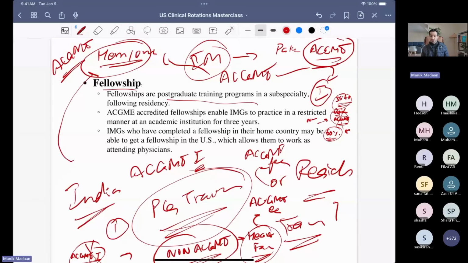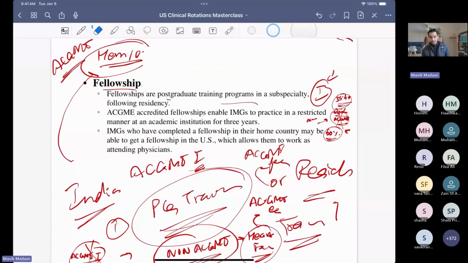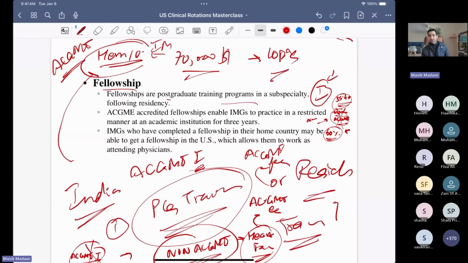Once you have a fellowship, guess what? You get paid. You make $70,000. Let's say you're doing a HEMONC fellowship, $70,000. These are internal medicine physicians, right? What can they give you? LORs. Where can these LORs help? Match. Guess what? You're also networking. You can also do research, right?